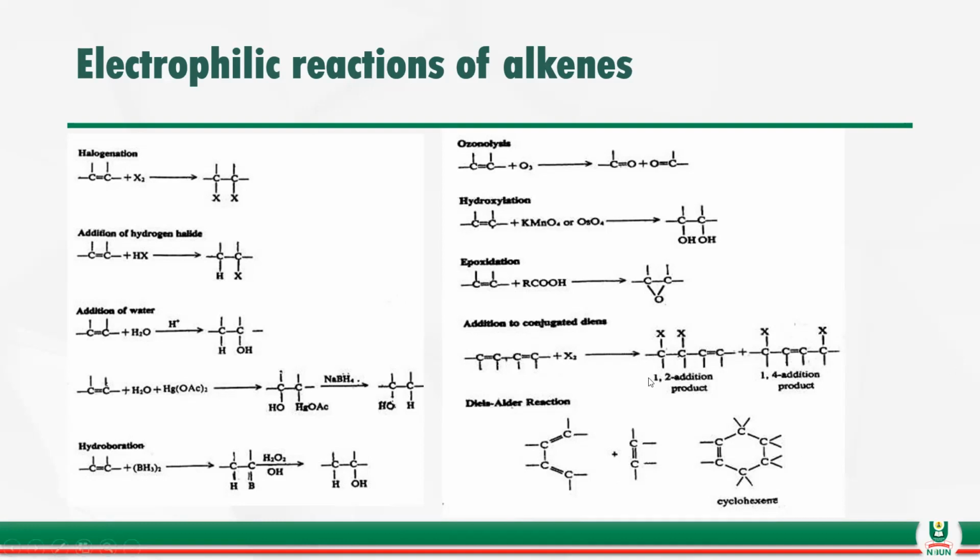Then the last but not the least is the Diels-Alder reaction. In the Diels-Alder reaction, you have a diene and then a dienophile coming together to give you a cyclohexene. So invariably, we have considered 9 different types of reactions which alkenes can undergo. So let us quickly take a look at them one by one.